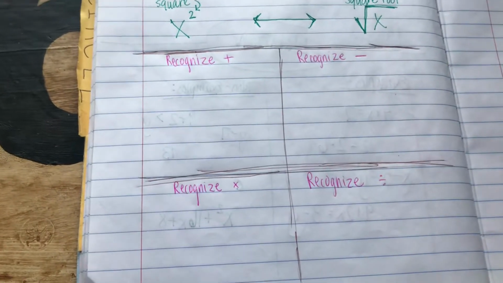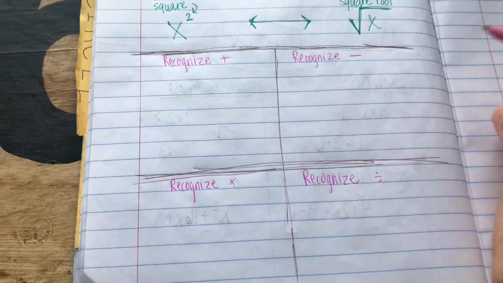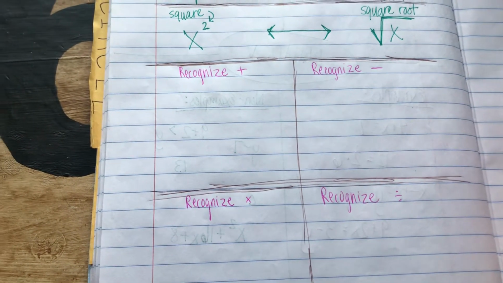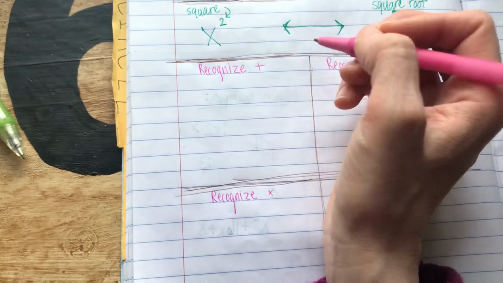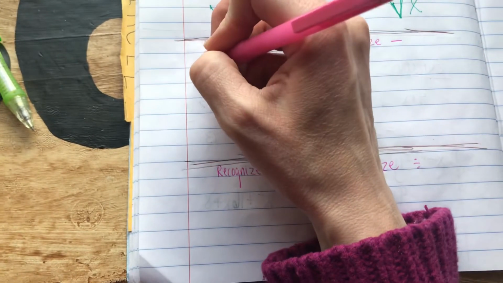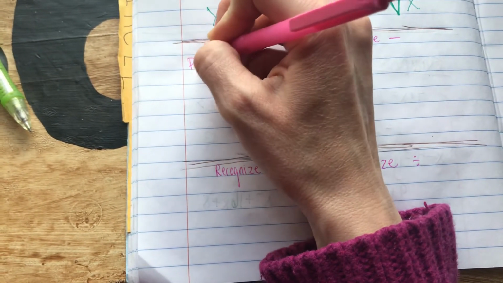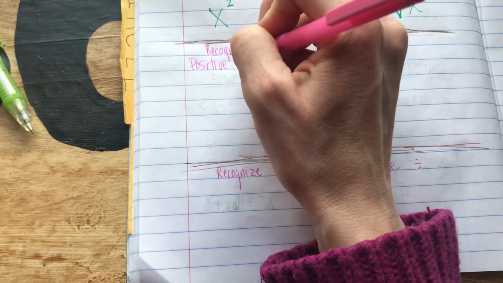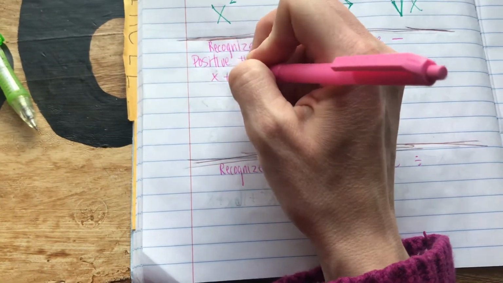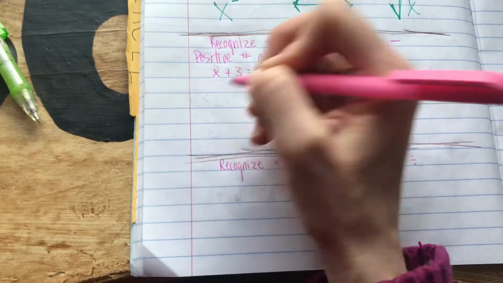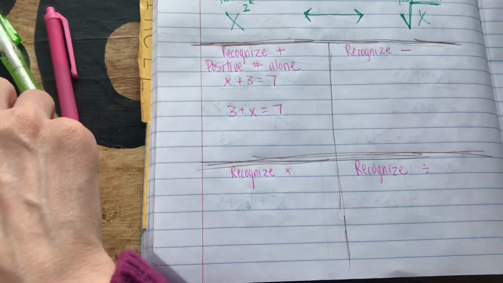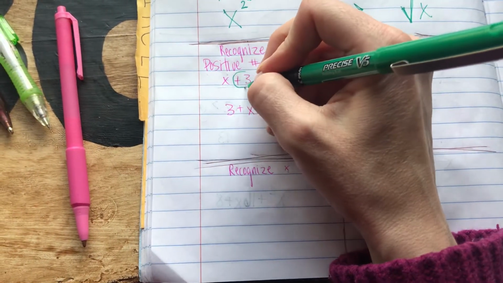And it might seem kind of silly, like, of course I can recognize addition or subtraction, but sometimes it gets a little tricky when you have negative numbers, so it doesn't hurt to have this written down someplace. So how are you going to recognize when it's addition that you have to undo? It's when you see a positive number alone, like in the example x plus 3 equals 7, or in the example 3 plus x equals 7. You can see that this is a positive number alone.